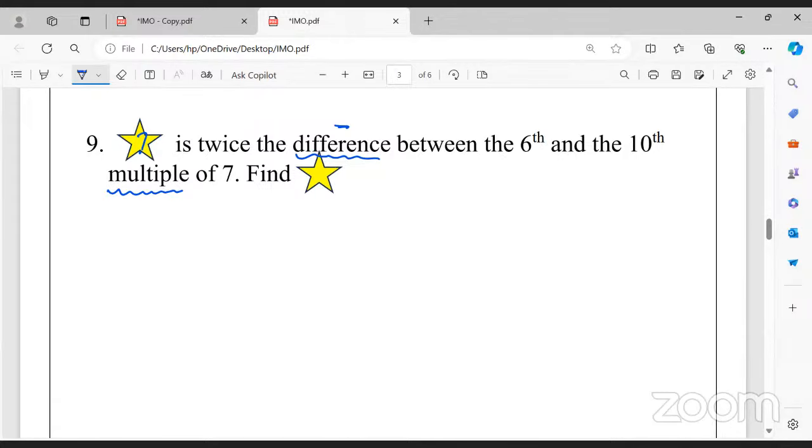Between the 6th and 10th multiple of 7. What is the 6th multiple of 7? That means 7 multiplied by 6 is how much? 56. Very good, Shubhpriya. And then what is 7 multiplied by 10? It's 70. So the 6th multiple of 7 is 56 and the 10th multiple of 7 is 70.